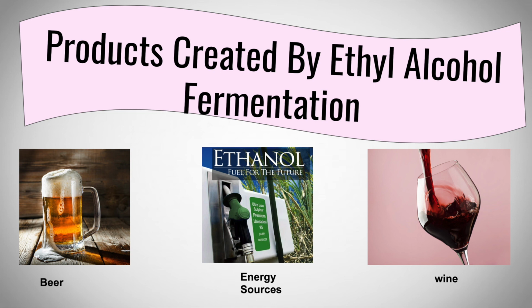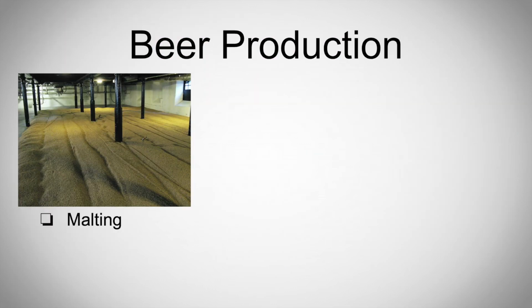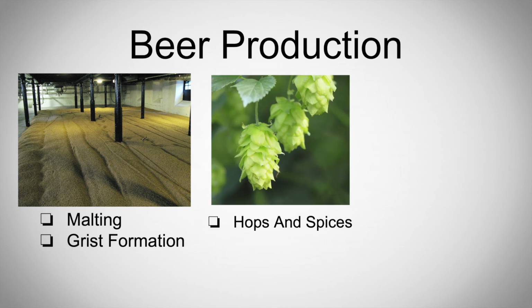Let's look at a specific food production process that involves ethyl alcohol fermentation. Beer is one of the most widely known products that utilizes ethyl alcohol fermentation. The first step of brewing is malting, where barley is germinated at low temperatures. These low temperatures break down the starch in the malted barley into sugars. The malt is then milled to a grist, mashed with hot water, and brought to a boil. Hops and spices are added to improve the taste and promote antibacterial activity.